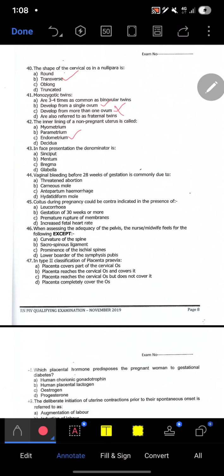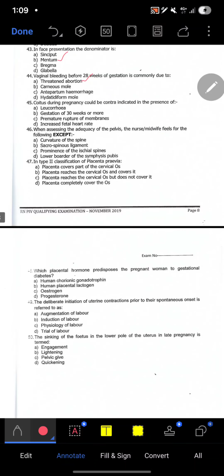43. In first presentation, the denominator is, the correct answer is B, which is mentum. 44. Vaginal bleeding before 28 weeks of gestation is commonly due to, the correct answer is A, which is threatened abortion. 45. Coitus during pregnancy could be contraindicated in the presence of, the correct answer is C, which is premature rupture of membranes.